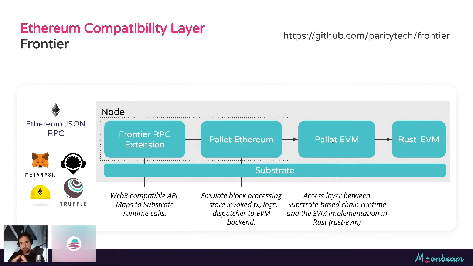So this is very high level, and some concepts might not be strictly exact, but the idea is to understand that there's a very detailed path from a JSON RPC call to the Rust EVM and back through these pallets into a response to the tool.